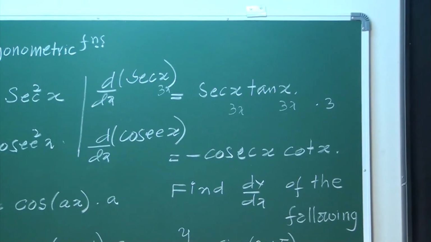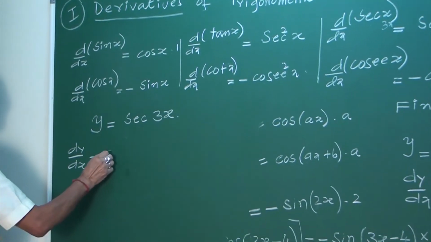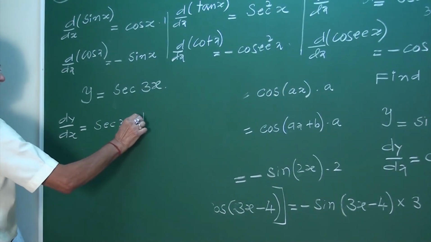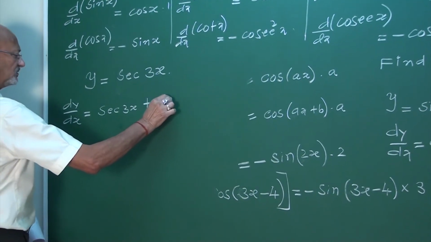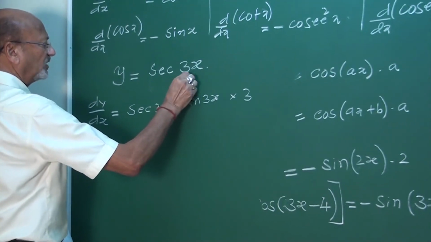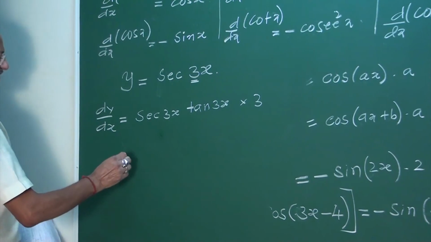Yes, my friend. So, in this case, what is dy by dx? Derivative of sec is sec into tan. Angle same, into the coefficient or derivative of 3x, which is 3. 3x is 3. Yes, my friend.